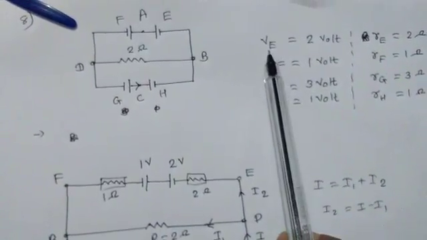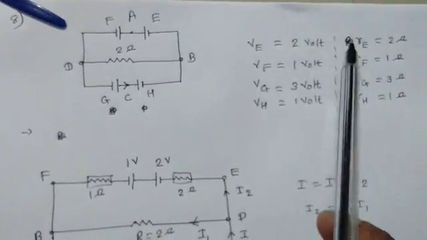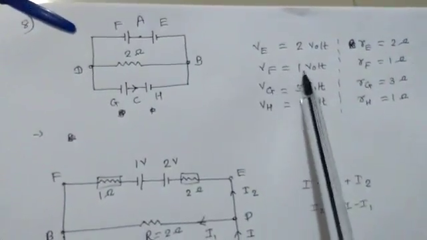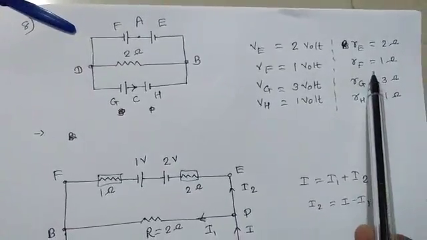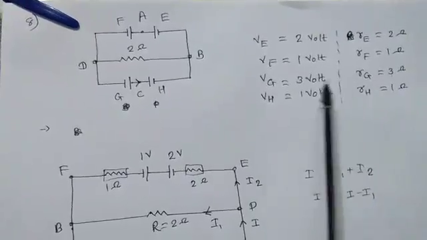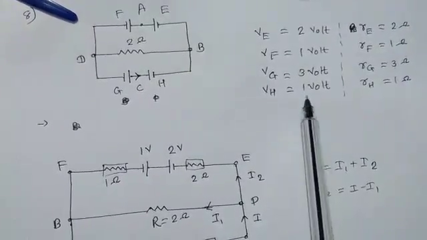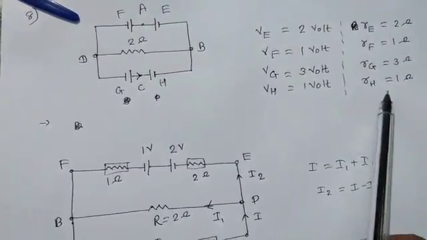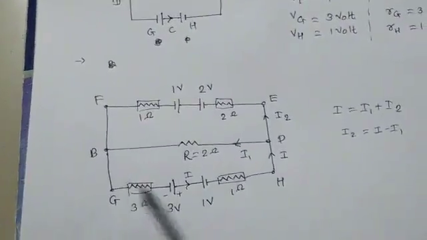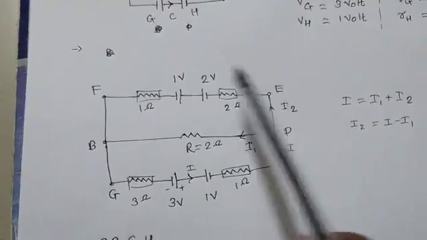The provided data are: for the E battery the voltage is 2 volt and its internal resistance is 2 ohm. Now for the F battery, 1 volt and its internal resistance 1 ohm. For the G battery, 3 volt and internal resistance 3 ohm. H, 1 volt and internal resistance 1 ohm. If we simplify the figure, it is going to look something like this.